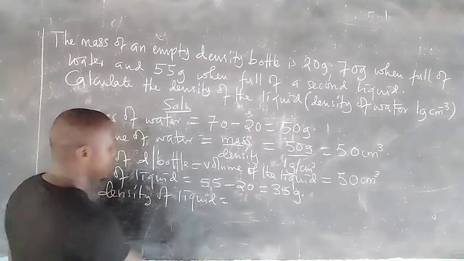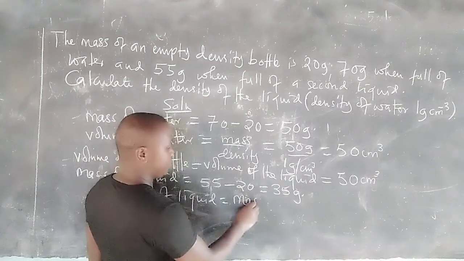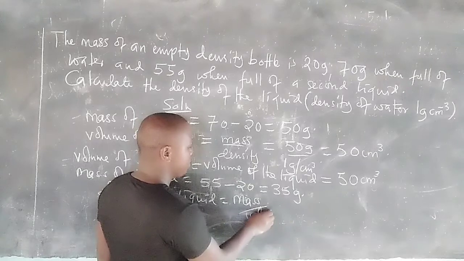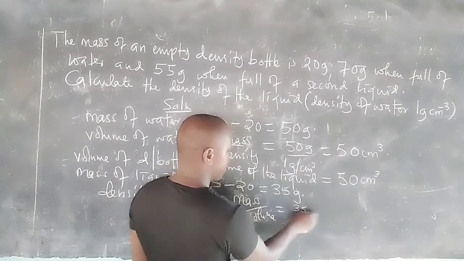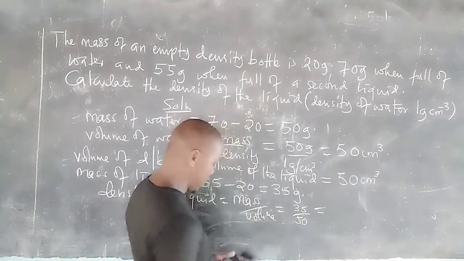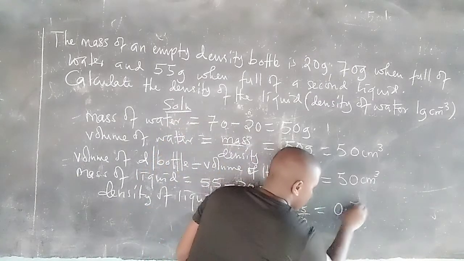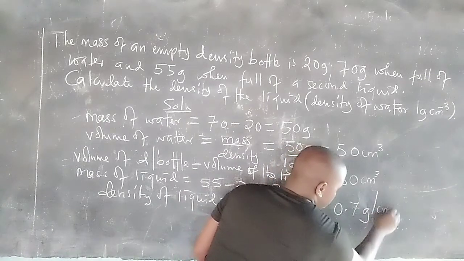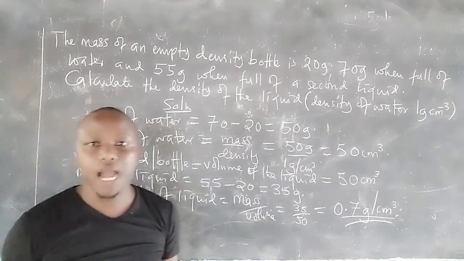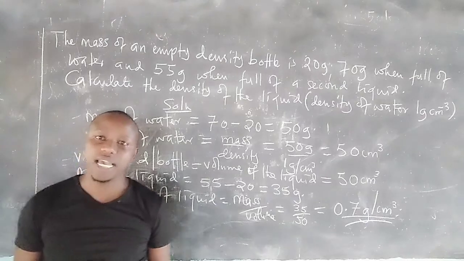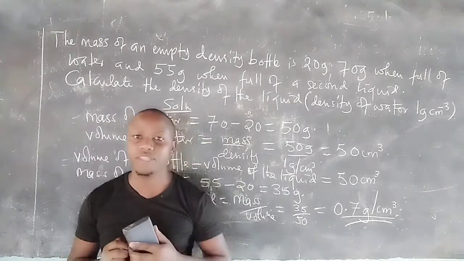So density of the liquid is given by mass over volume, because according to definition, we know that density is mass per unit volume. Therefore, a mass of 35 and a volume of 50 will give us a density of 0.7 grams per cubic centimeter. So that is how we use the density bottle in the determination of density of given liquids.